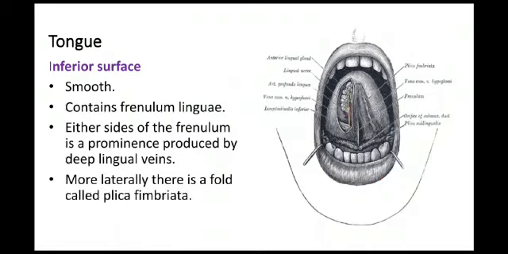The inferior surface, also called the ventral surface, is smooth. It contains the frenulum linguae. On either side of the frenulum, you are going to find the deep lingual veins. More laterally, there is a fold called plica fimbriata.